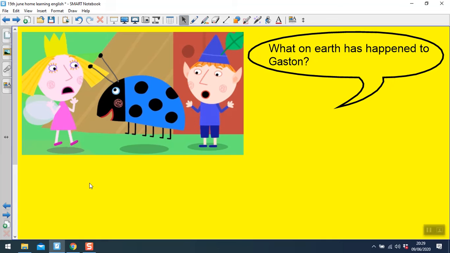The next sentence, we have got Ben and Holly, and this is normally a red ladybird, and he's called Gaston. So Ben is saying, "What on earth has happened to Gaston?" And that's a question mark. So again, we're going to have the spoken word at the beginning of the sentence, then at the end, say who has said it and how they've said it. Pause the video while you have a go at this.